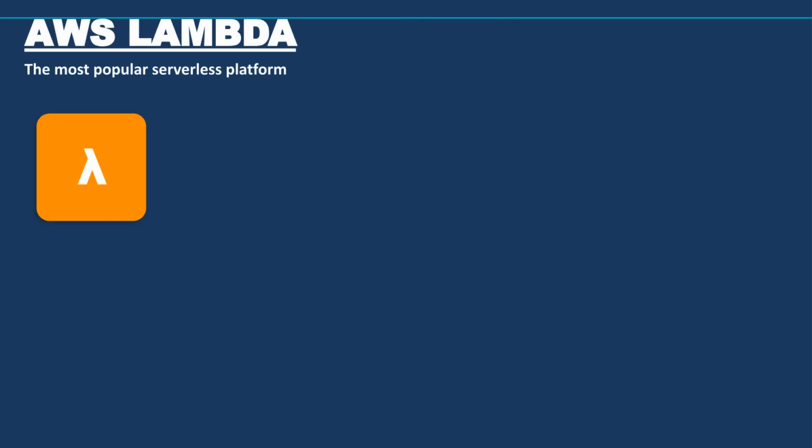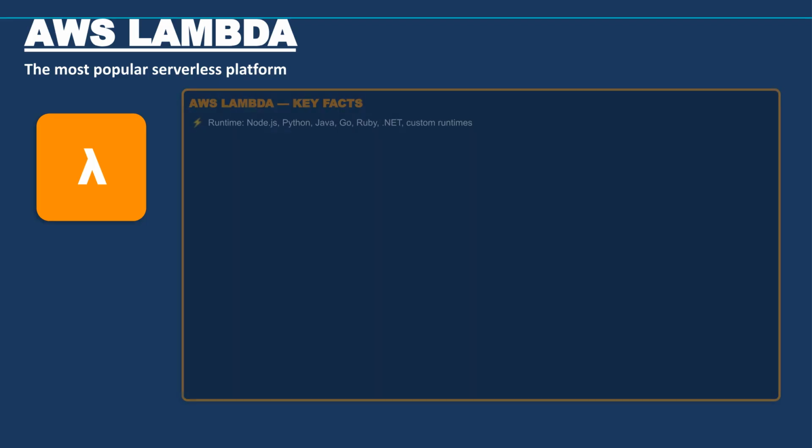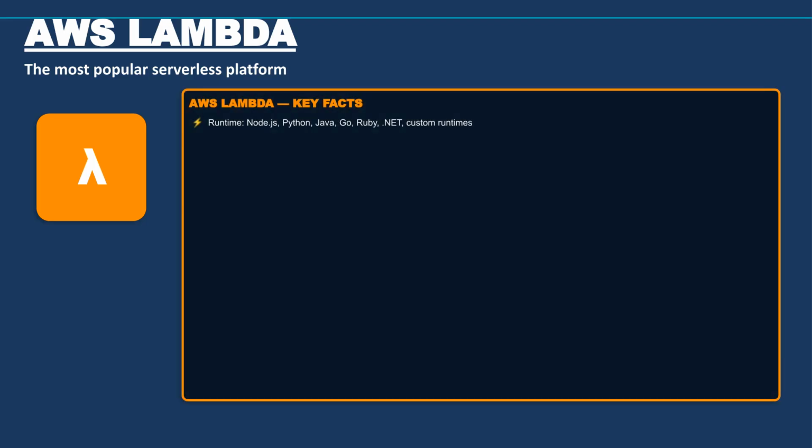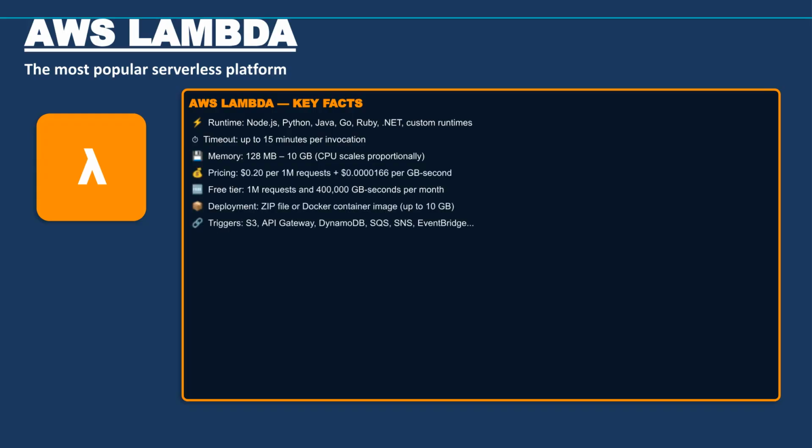AWS Lambda is the most popular serverless platform. Key facts include support for multiple runtimes, a timeout of up to 15 minutes, memory from 128 megabytes to 10 gigabytes, and pay-per-use pricing. Deployment can be a zip file or a Docker container image.